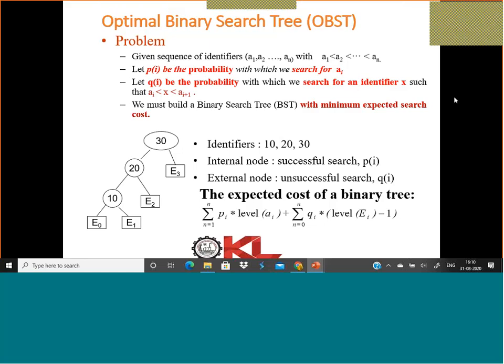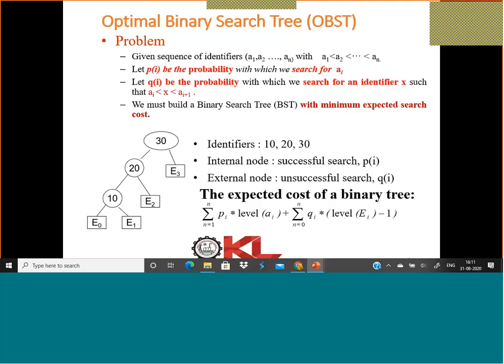Okay. Optimal binary search tree, the problem. There are n identifiers, that is A1, A2, A3 to An. These are the key elements. In this example, we have taken A1 is 10, A2 is 20, A3 is 30. For every element, a probability is given. Let P of i be the probability with which we search for A of i.